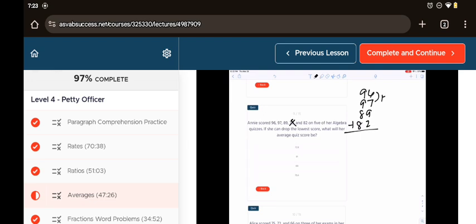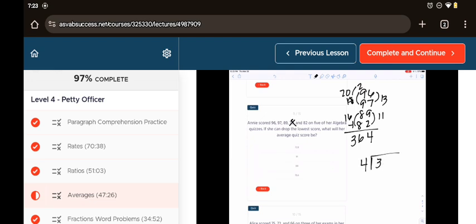So 6 plus 7 is 13. 9 plus 2 is 11. 13 plus 11, 24. So I'm going to carry the 2. 8 plus 8 is 16. 9 plus 9 is 18. Plus 2 is actually 20. So let's do that. 20 plus 16, 36. So 364. And now we're going to divide this by 4, right?